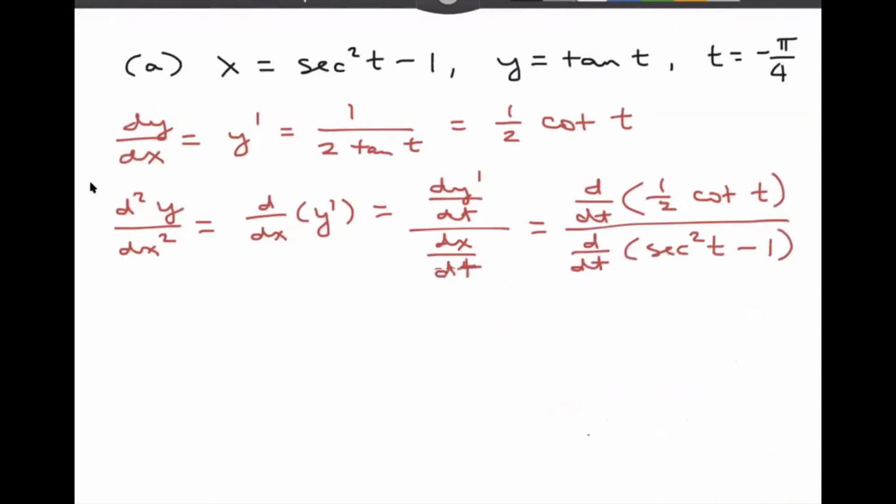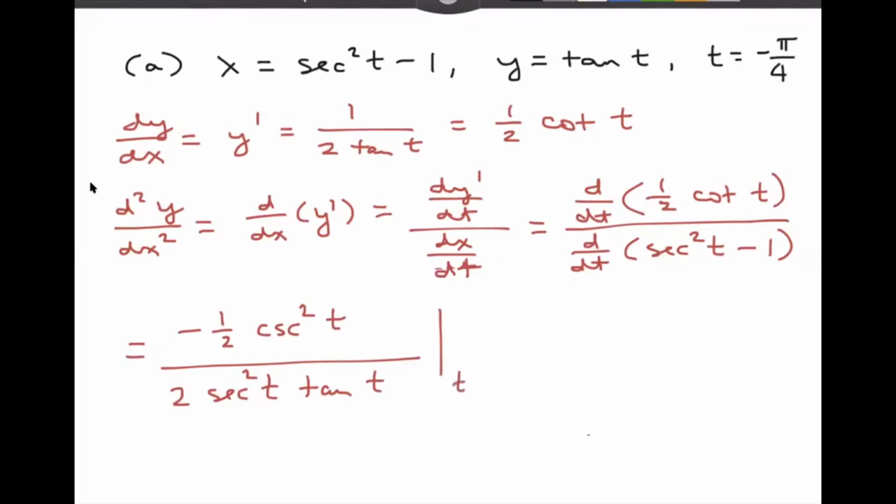Here we go. So the derivative of 1/2 cotangent t is negative 1/2 cosecant squared t. And then again, the derivative of secant squared t minus 1 is 2 secant t times secant t tangent t. That's how we got this. And I could possibly clean that up a little bit, but I think I'll just go ahead and evaluate it.